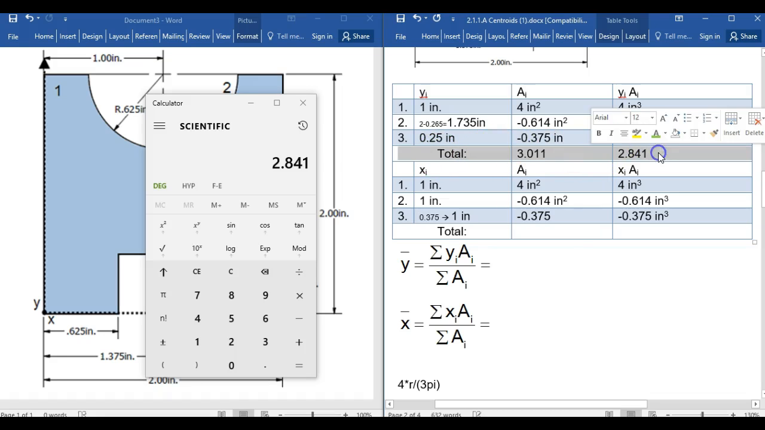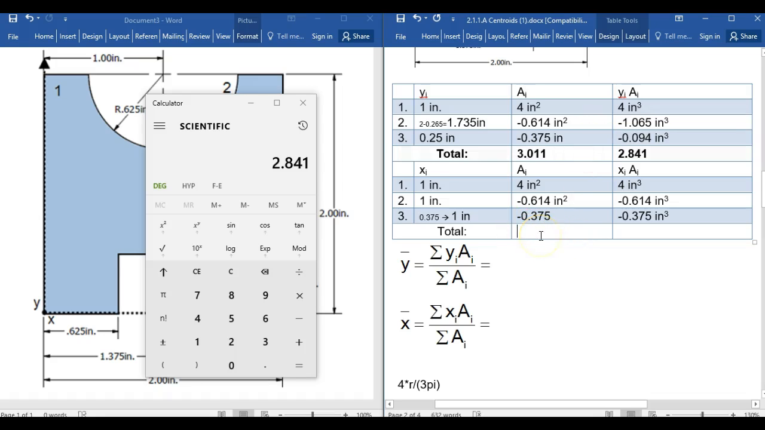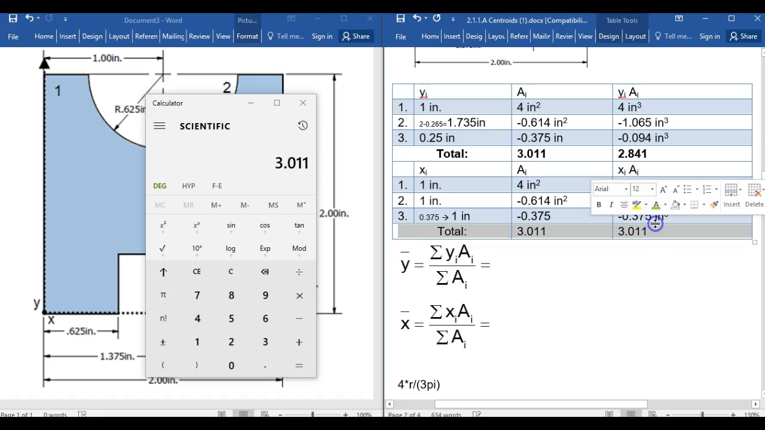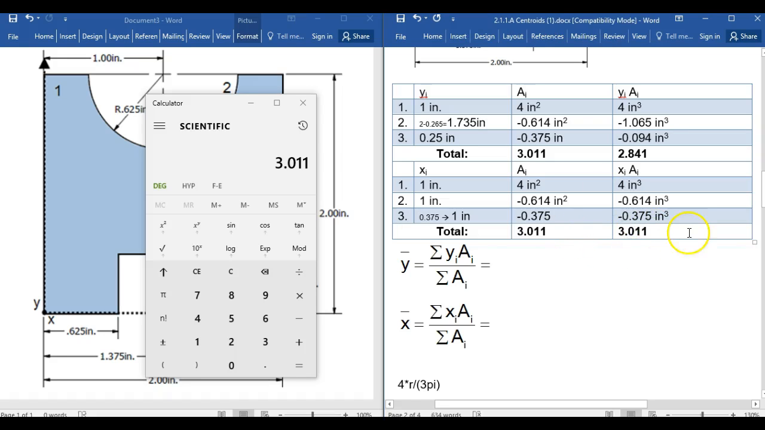These are my totals. So I'm going to make them bold. And then I'm going to come down here and do my same totals for my x dimension. So I'm going to start here with 4 minus 0.614 minus 0.375 equals 3.011, which I did up above, and I just had to redo it for no reason. And then I'm going to do the same thing here, and I'm noticing these numbers are exactly the same, so it's going to be 3.011. I'll bold these in so that we see our totals.